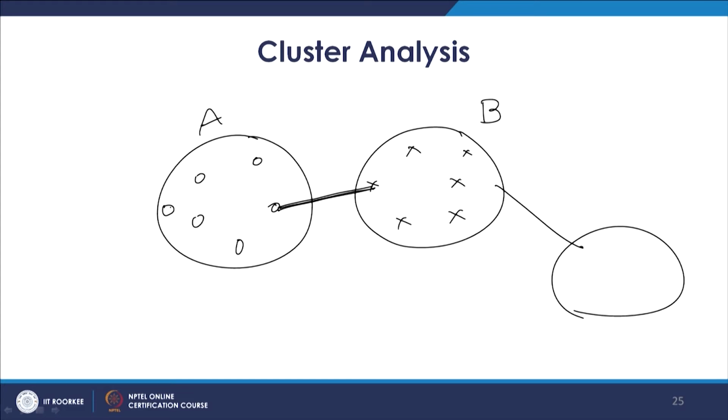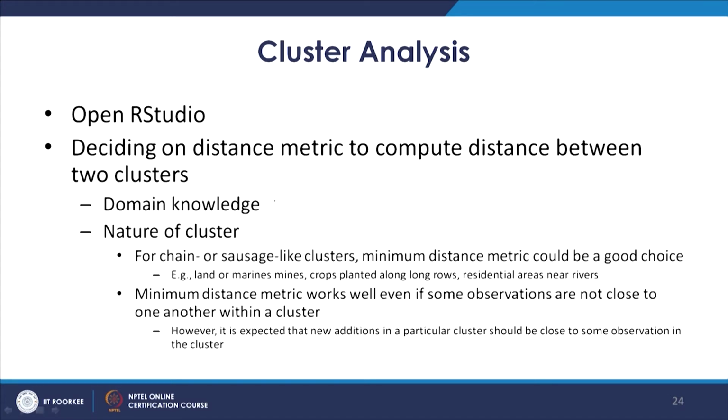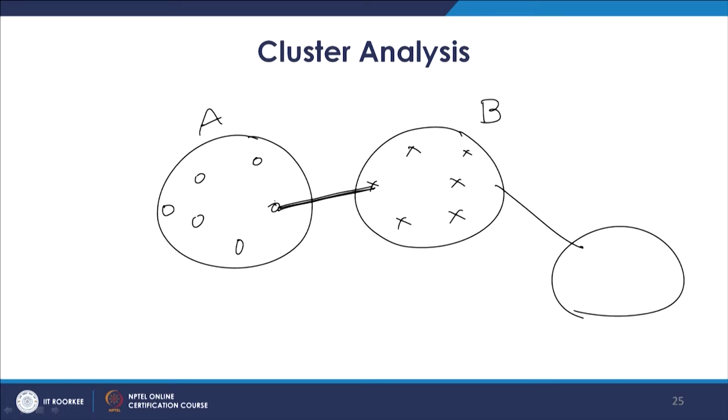So, a distant observation belonging to cluster A can still be there. However, that distant observation should be close to some other observation. You can see here this observation is close to some other observation, so that it can become part of this cluster A. If we look at its distance from this particular observation, we can see that it is a distant observation but still part of cluster A, and the minimum distance metric is allowing this to happen in a suitable manner.